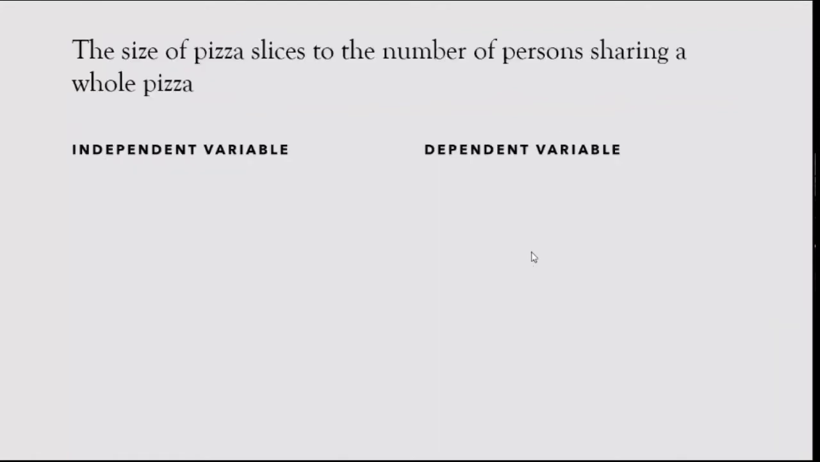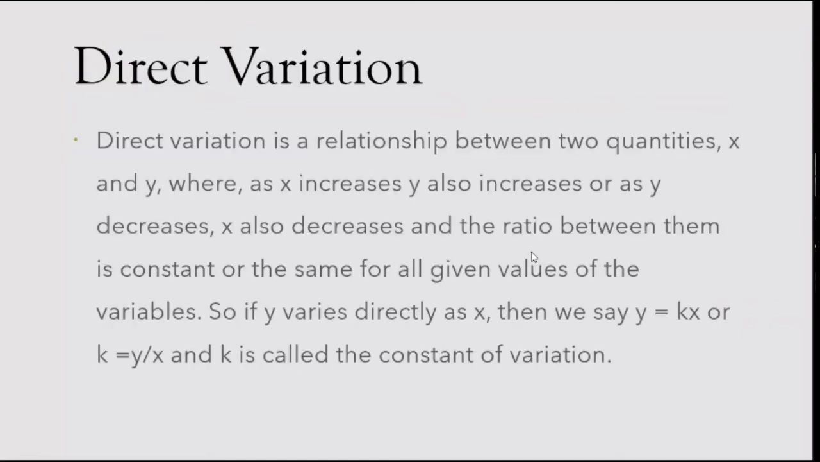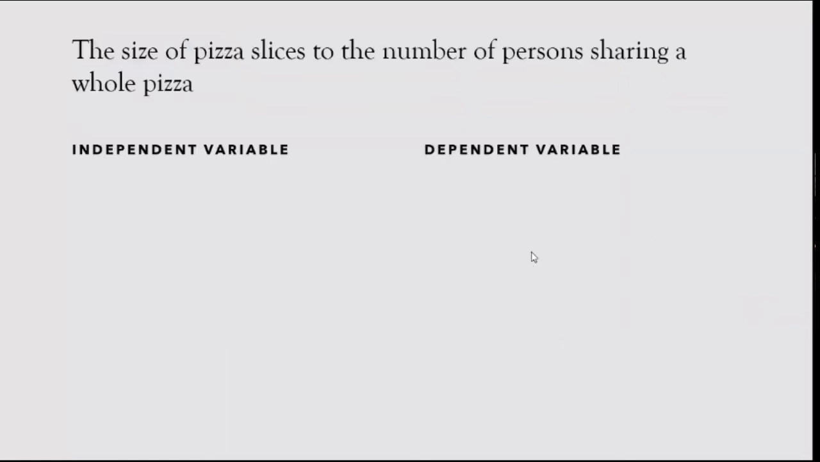Let's have another set of variables wherein paano naman pagka nag-i-increase yung isang variable, nagdi-decrease naman yung pangalawa. So the size of a pizza slice to the number of persons sharing a whole pizza. In this case, we have the two variables, the size of pizza slices and the number of persons sharing the whole pizza.